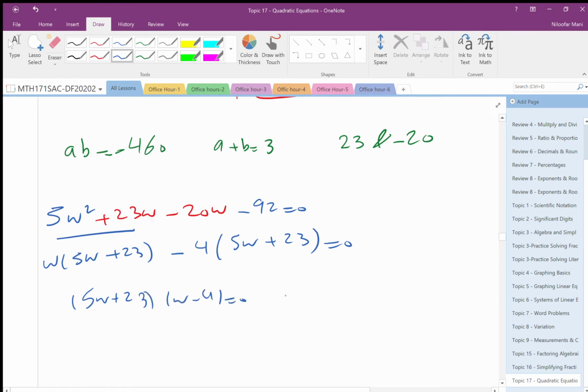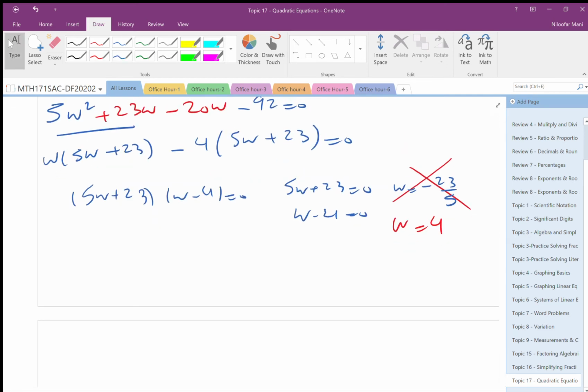So I have 5W plus 23 equals 0, and I have W minus 4 equals 0. Here W is minus 23 over 5, which I cannot accept, because when I talk about a rectangle, W and L must be positive. Otherwise, it doesn't make any sense. I cannot have a rectangle with negative length or negative width. So I don't accept it. So W is 4. Then I can substitute and find L.